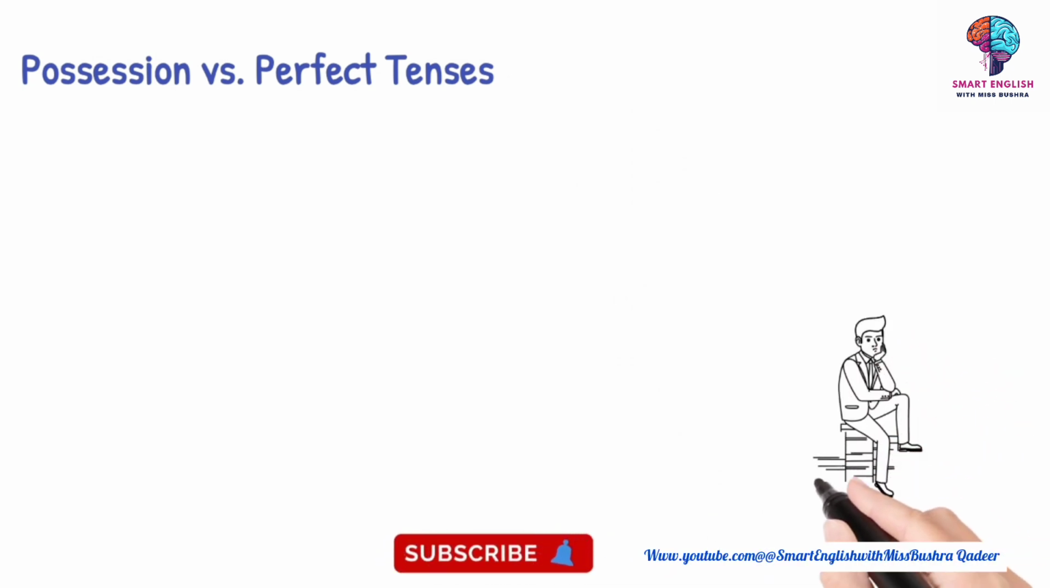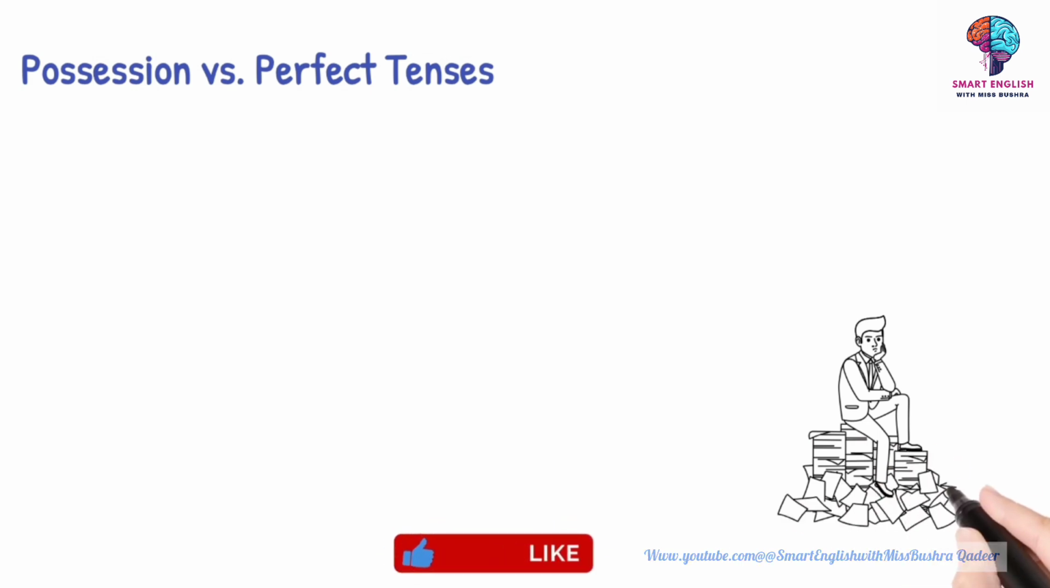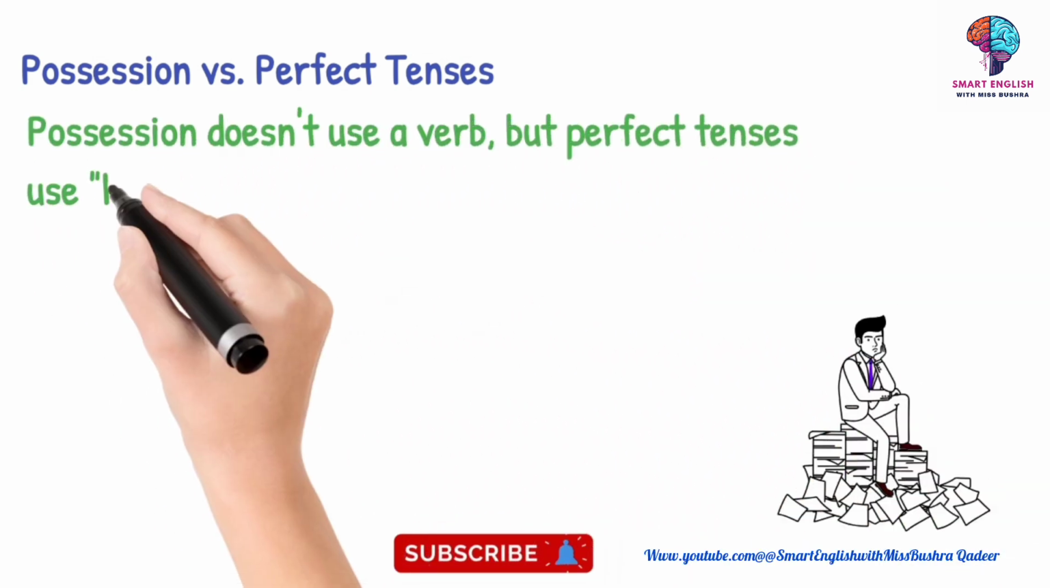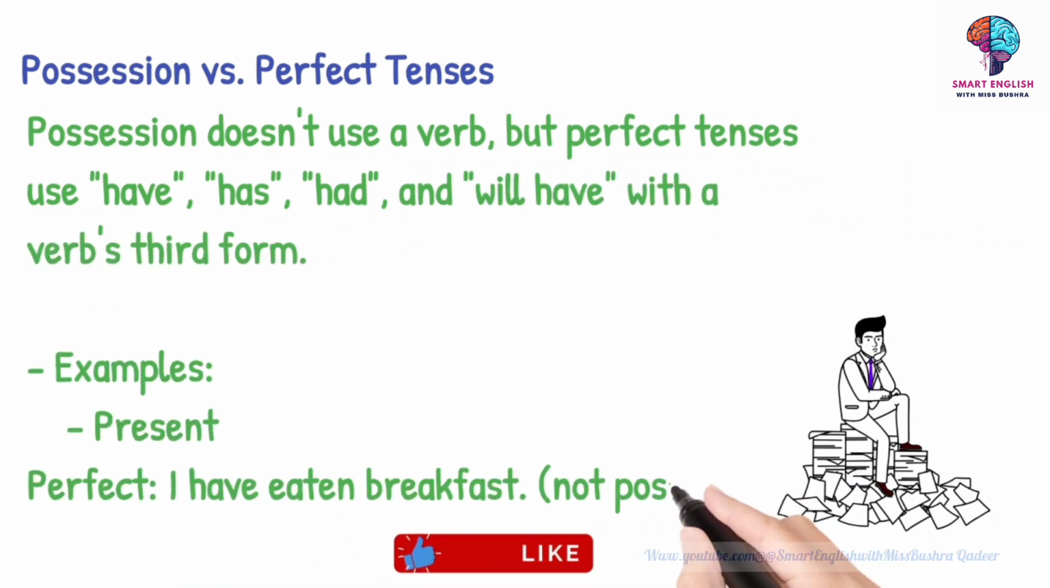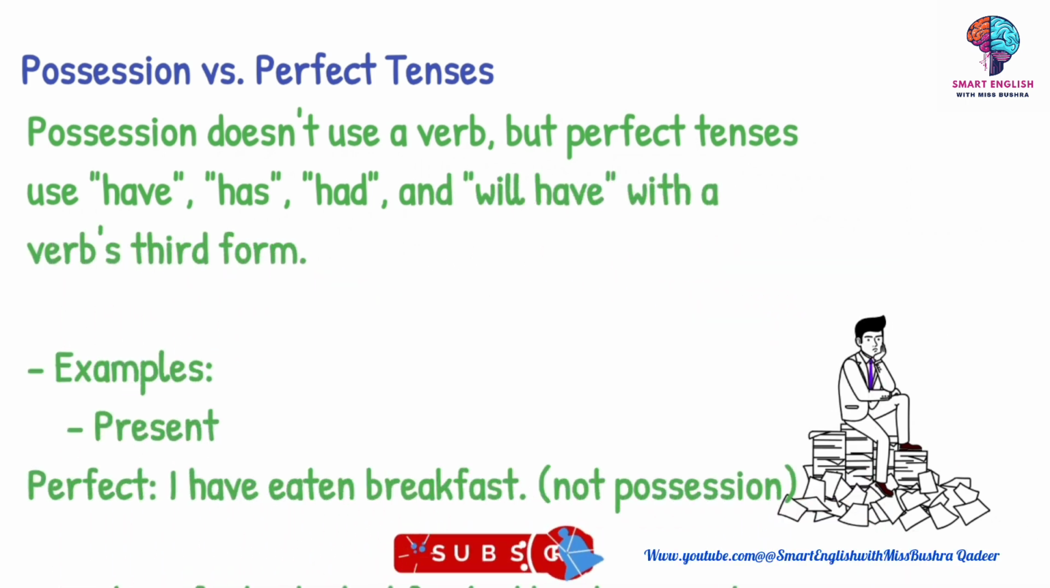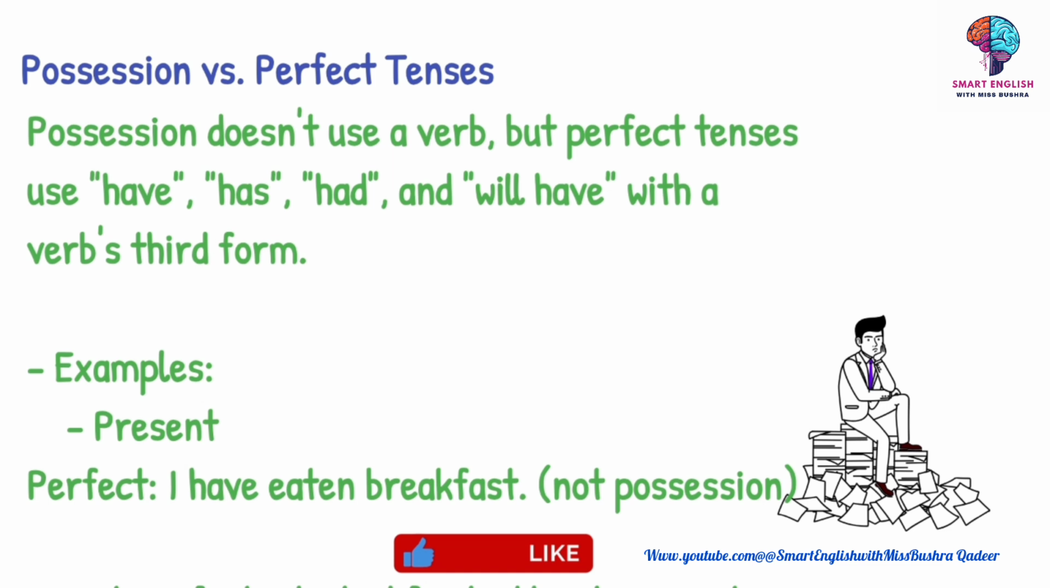Now let me tell you one thing: possession versus perfect tenses. There is a similarity between possession and perfect tenses, and after receiving numerous feedback from all of you asking for a reinforcement session on the perfect tense, here it comes. In the perfect tense, we use have and has with the third form of the verb. But in possession, we don't use any verb. Instead, we use an object, or any noun, to show the ownership.